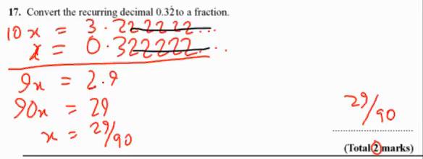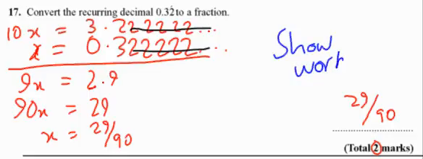Make sure you show working for these questions. Lots of calculators now are very clever, and if you type in 0.322222, it'll come up with the answer for you as 29 over 90. If you just write the answer, you get no marks in this question.